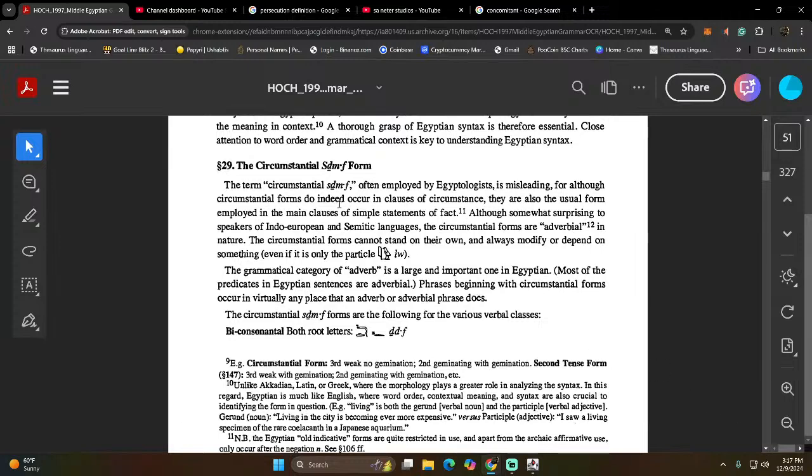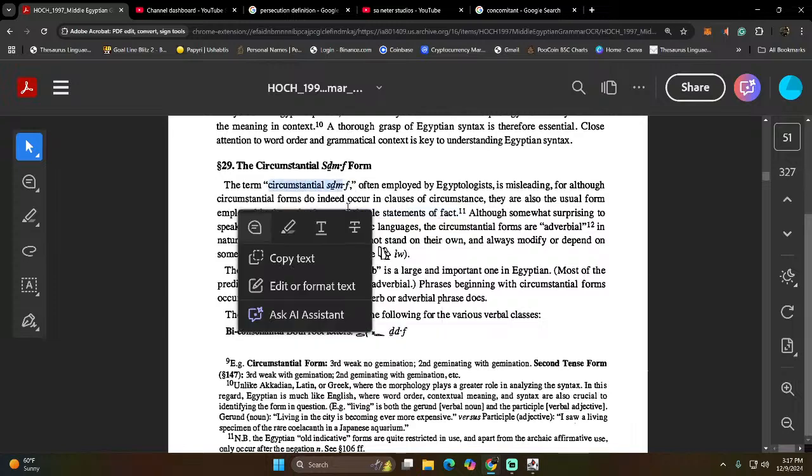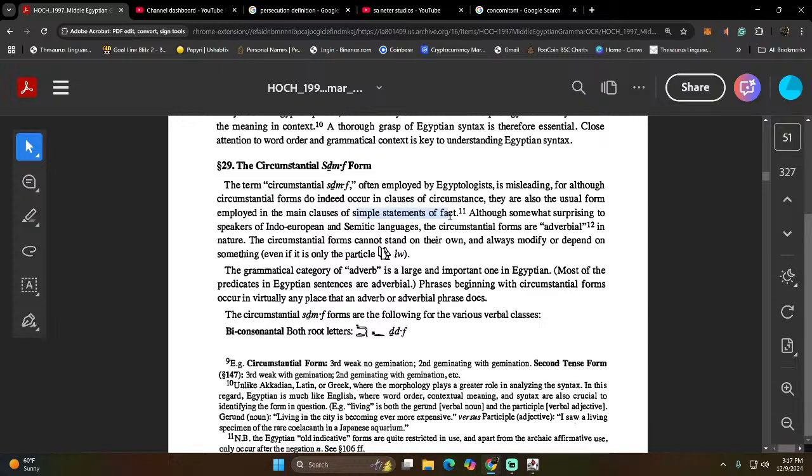It says the circumstantial Sechem F, often employed by Egyptologists, is misleading, for although circumstantial forms do indeed occur in clauses for circumstance, they are also the usual form employed by the main clause of a simple statement of fact. So the main verb form employed in the simple statement of fact, following the particle we talked about, is often the circumstantial Sechem NF. We can often hear Chris say, yeah, that's circumstantial, and probably don't know that we could refer back to this to understand what was going on right there.